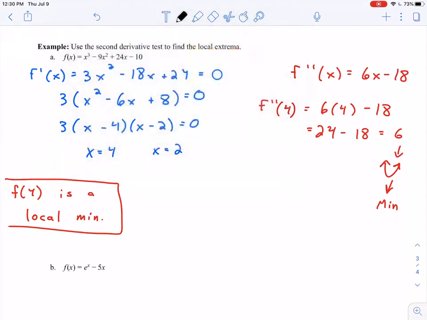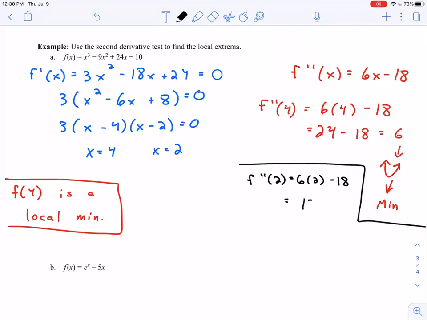I want to do the same thing with 2, so let's do that in black here. F double prime of 2 is equal to 6 times 2 minus 18, and let's just make sure we don't get these mixed up. Here I have 12 minus 18 gives me negative 6. So the second derivative is negative. That means my function must be concave downward. And what do we see right there? I see a local maximum. So that means that f of 2 is a local maximum.